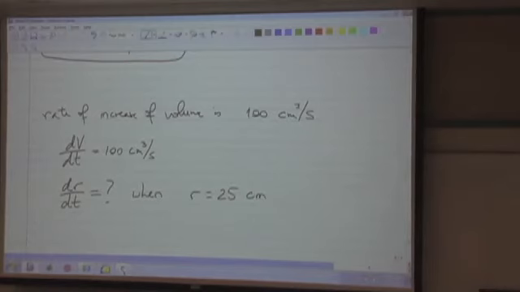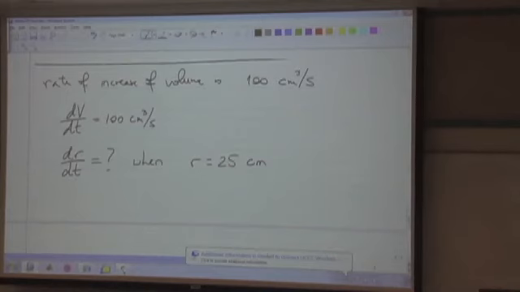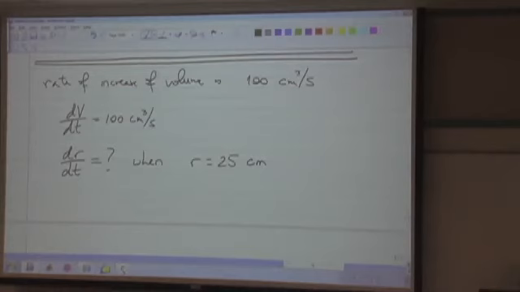Okay, so how should we solve this problem? We took the word problem and we expressed it in equations, right? That was the first step. Now the next step is to find the relationship between volume and radius. So, anybody remember what the volume of a sphere is?